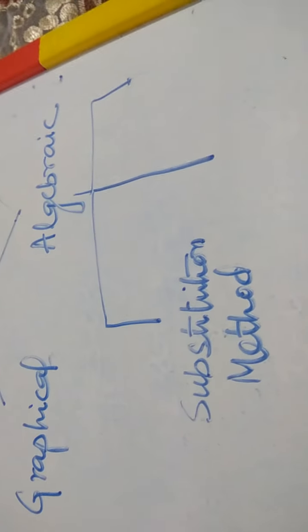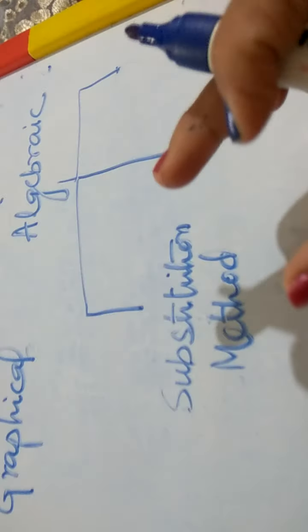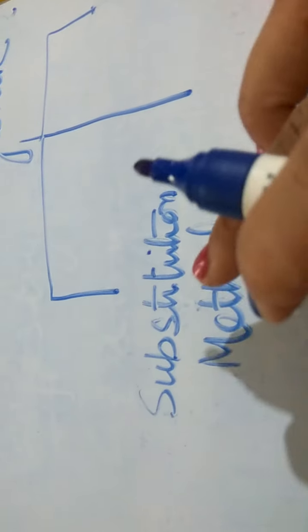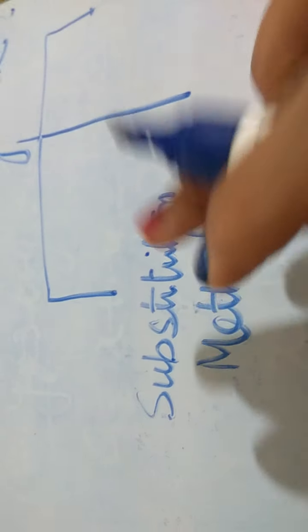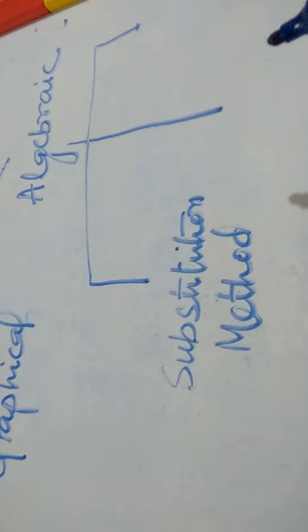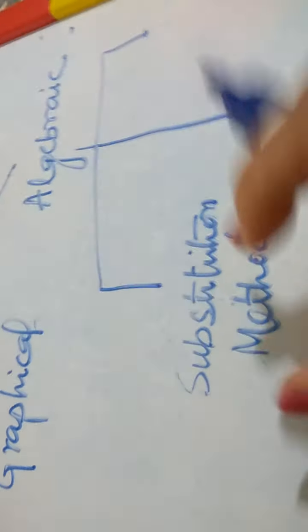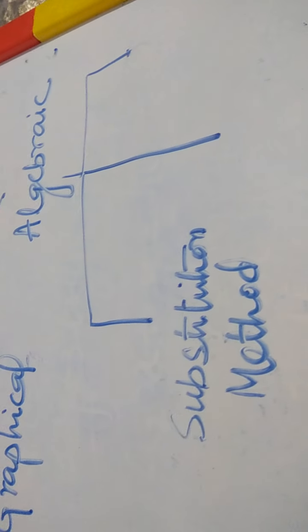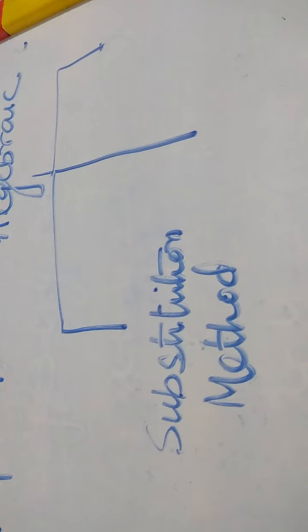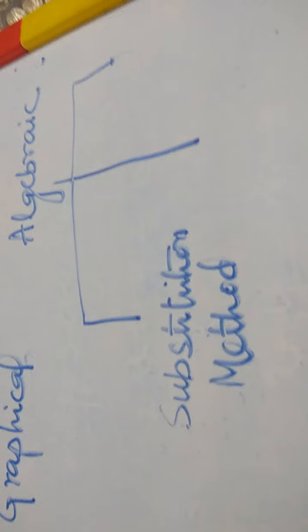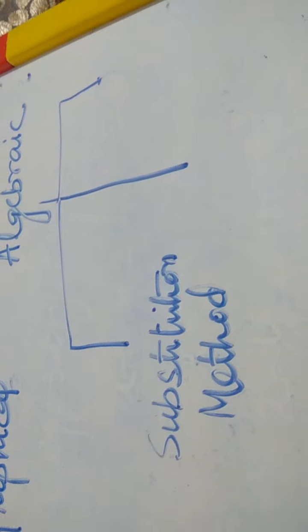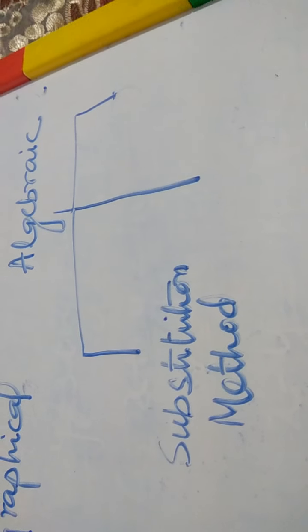In this method, we take the first equation and determine the value of one variable from it, like we will determine the value of y from first equation and substitute that value of y in the second equation. So we substitute value of any one variable in the other equation and then solve it, and then when we get the value, we substitute it back to the original equation. Thus we get the value of the second variable also. So it is known as substitution method.